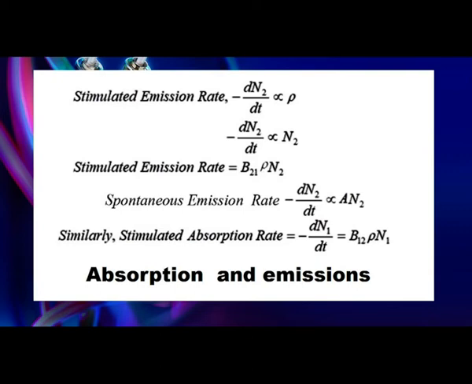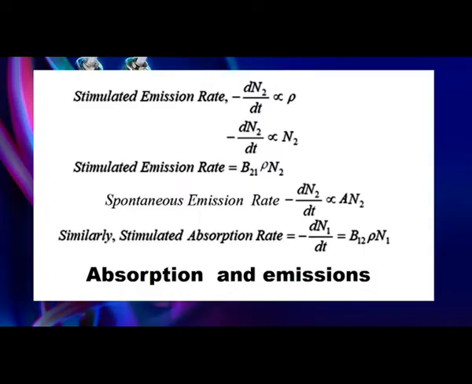Now, all the three we have already seen. Now, let us go to see the equation. The stimulated emission rate is given by this equation, dN2 over dt. dN2 over dt means the rate of change in the population of energy level N2. The minus sign always indicates the number of atoms coming down, they are not increasing. This is proportional to rho, which is called the energy density of the radiation which is stimulating it. That is the first equation.